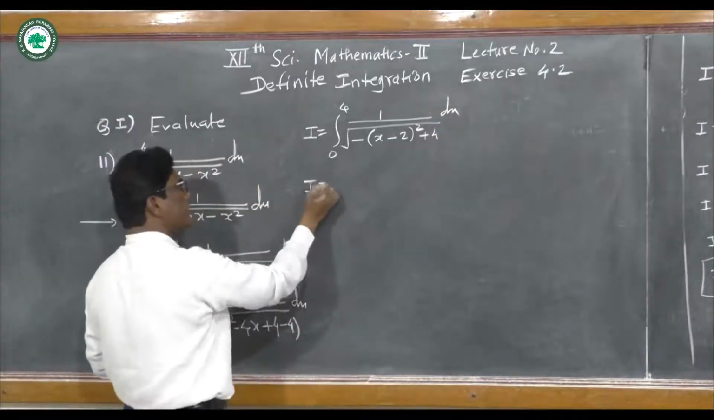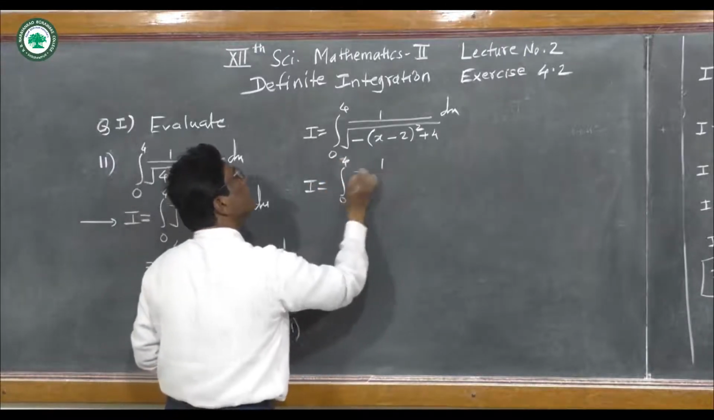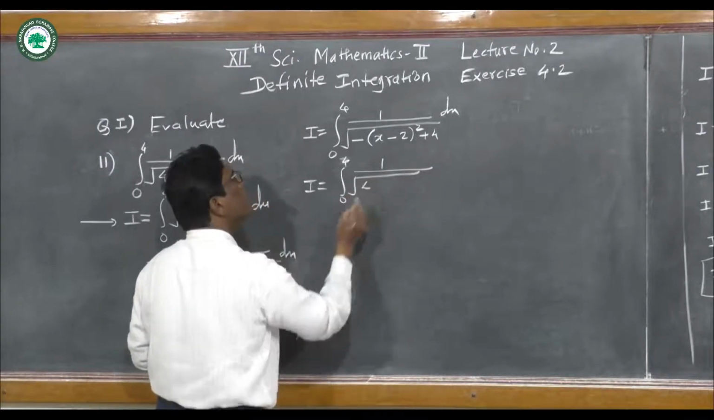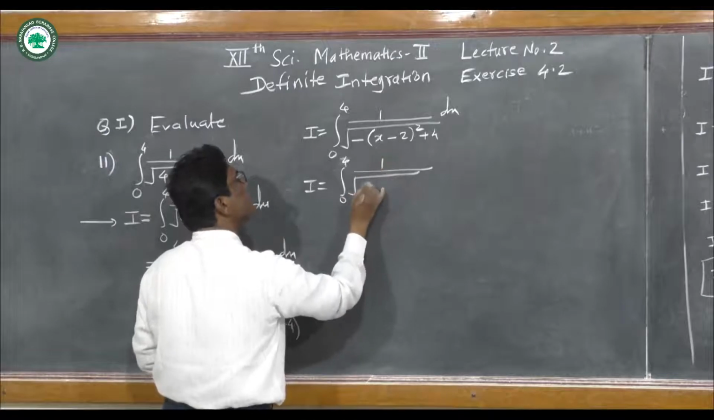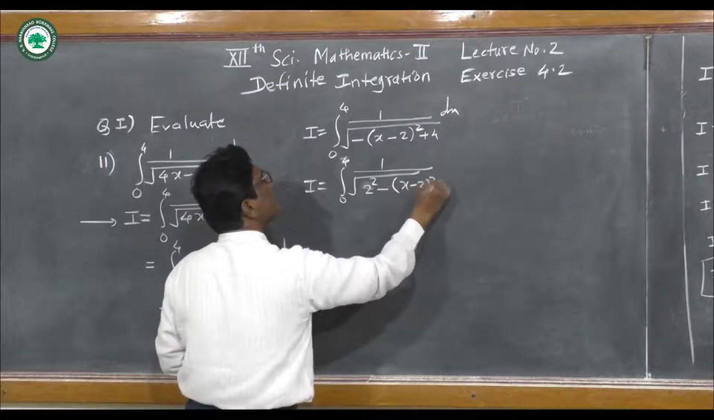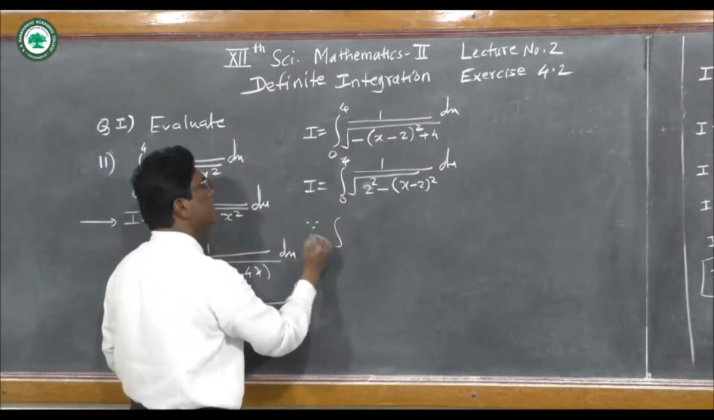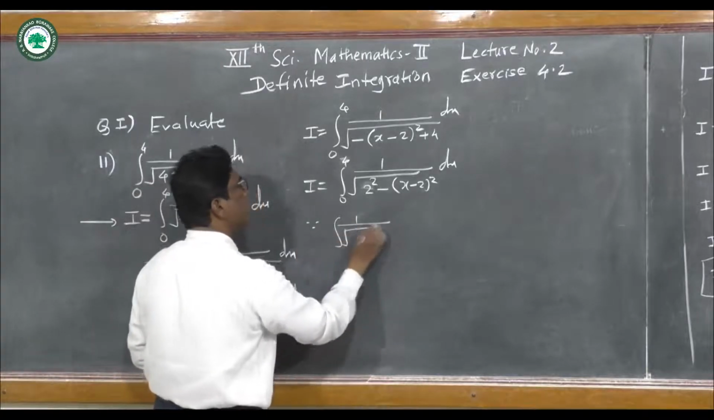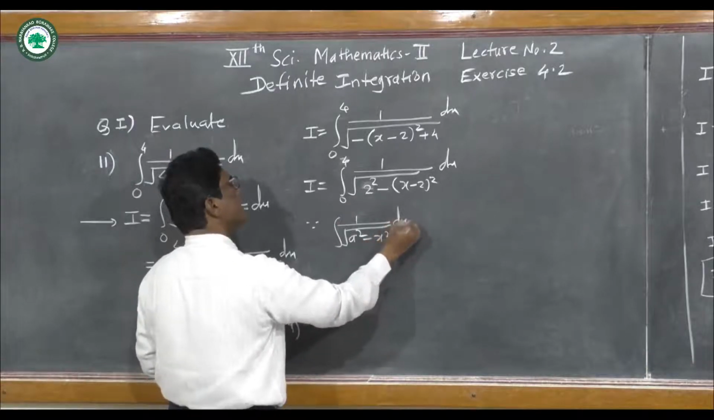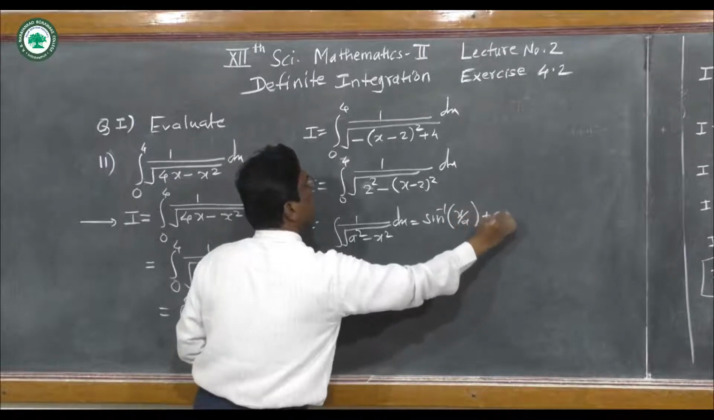So I is equal to integration 0 to 4, 1 upon under root of, we write this 4 firstly. 4 means it is 2 square, so we write this as 2 square minus (x minus 2) whole square dx. And now use the standard formula. Which is the standard formula? Integration of 1 upon under root of a square minus x square dx is equal to sine inverse of x upon a plus constant of integration.